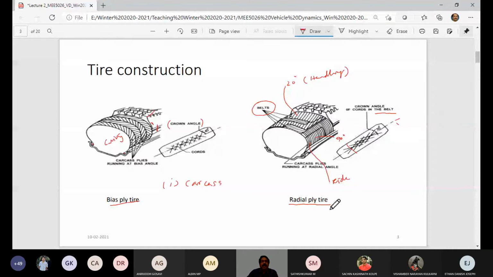Bias ply tires are still in use in the agricultural field and off-the-road vehicles, and if you take motorcycle tires, most of them are bias ply tires. Nowadays radial ply tires are also coming up in sporty motorbikes. Otherwise, bicycle tires and motorcycle tires are still preferably bias ply tires.